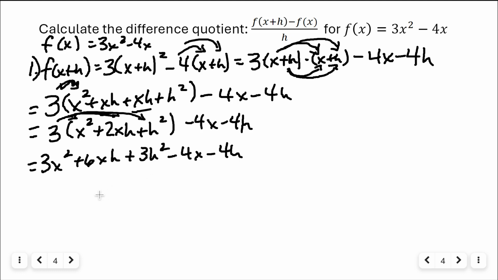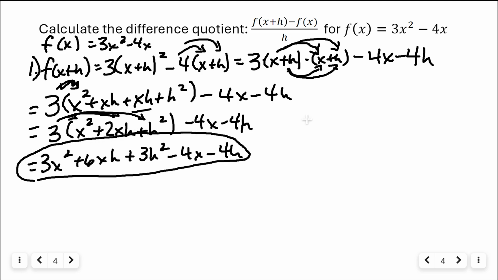And I can't do anything with this. None of these are like terms, right? That's an x squared, that's an x, that's an h, xh, that's an h, that's an h squared, that's an h. None of these are like terms. This is what f of x plus h is equal to, this whole thing. So I'm going to use this in step 2.